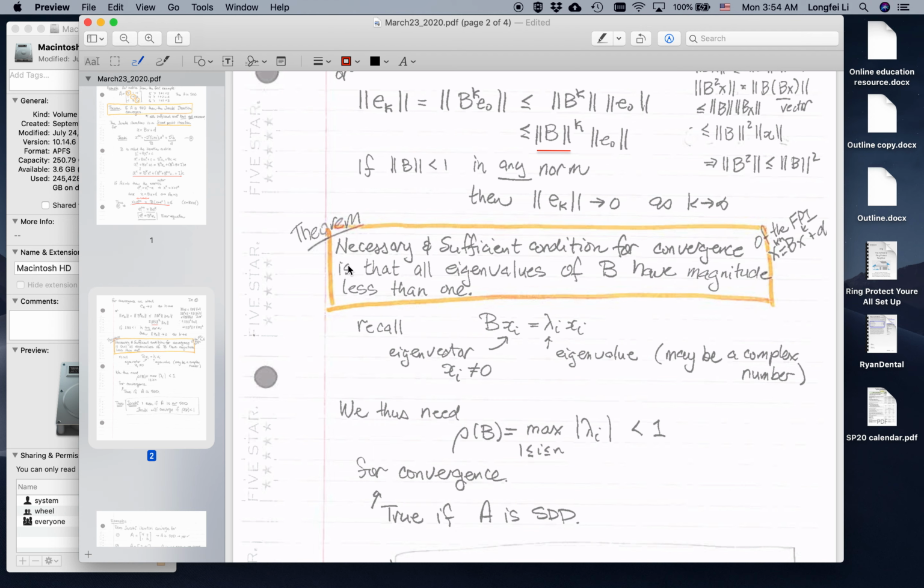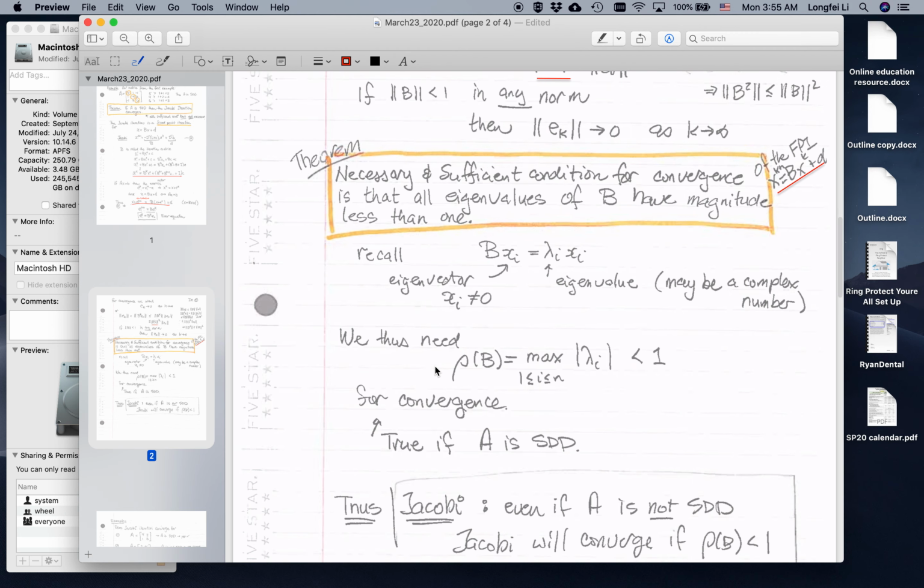So motivated by that, we have the following theorem. This time this is a necessary and sufficient condition for convergence of a fixed point iteration that is given by this formula here, x_{k+1} equals Bx_k plus d. The condition is that all the eigenvalues of matrix B have magnitude less than 1.